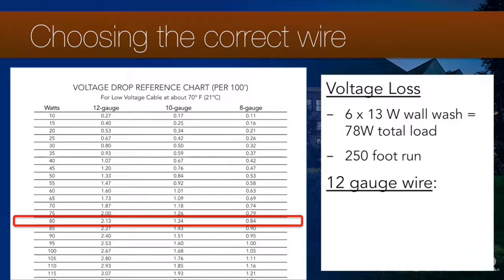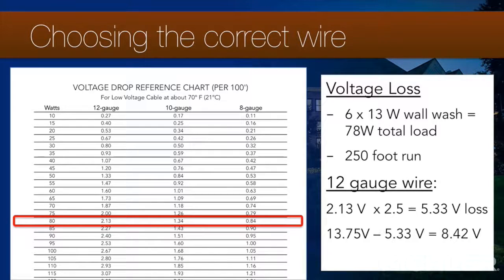Consulting the chart, we see that the voltage drop per 100 feet of wire for 80 watts is about 2.13. Multiply this by 2.5 for 250 feet and determine that the total voltage drop over the run will be 5.33 volts. This means that the voltage at the end of the driveway will be 13.75 minus 5.33, which equals 8.42 volts. This is just below the range of acceptable voltage for Kichler LED fixtures, so we'll need a thicker wire.